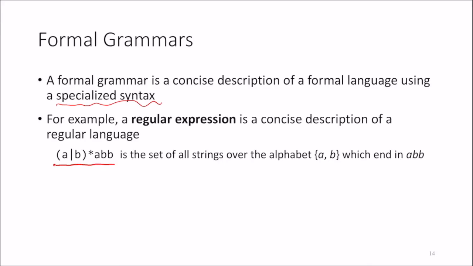So if I say that I want the set of strings over the alphabet AB which ends in ABB, I can write that down in math notation, but I can also write it down in this regular expression here, which if I read it aloud is (A or B) star followed by ABB, right? So you can have A or B, any number of A's or B's in any order, 0 or more of them, as long as the last three letters are going to be ABB.